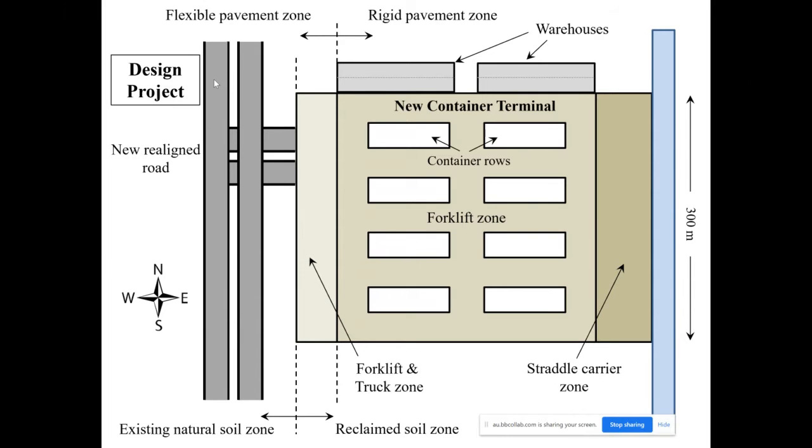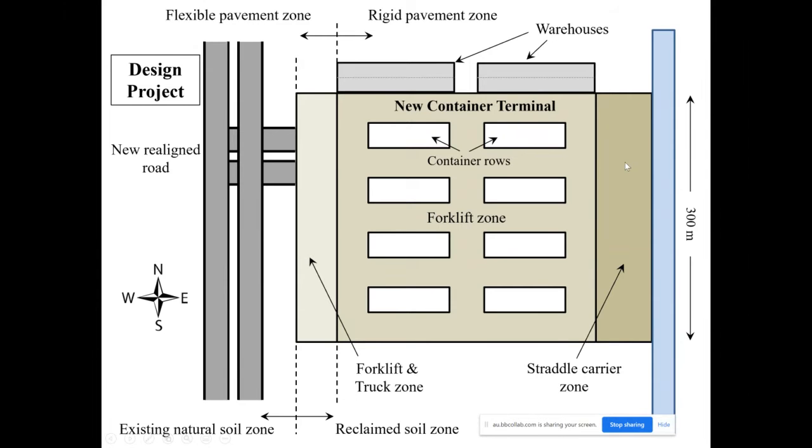So we need to determine the design traffic for the road, predict it. And after that, by predicting the design traffic, we need to design the flexible pavement for the road. And in the last chapter of the course, the thing we need to do is to design warehouses.